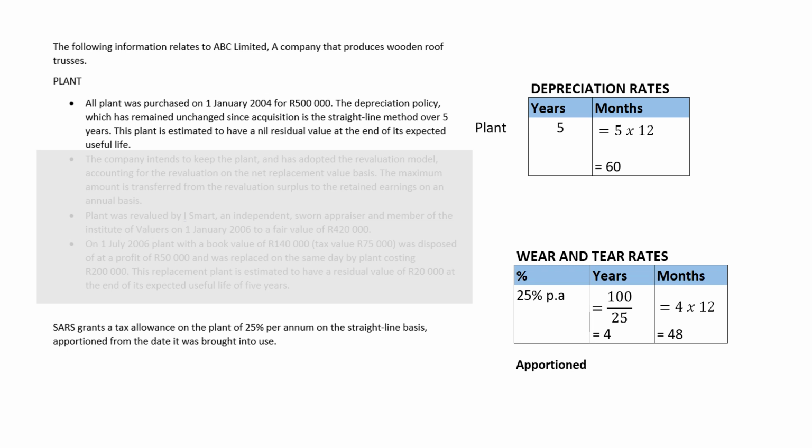When the question gives you info in years or percentages, convert it immediately into months. 5 years, 5 times 12 gives you 60. That's an easy one. For percentages, such as 25%, you first take 100 divided by 25 to give you 4 years, multiplied by 12, you get 48 months. Also bear in mind that your tax allowance is apportioned. Please bear that in mind.